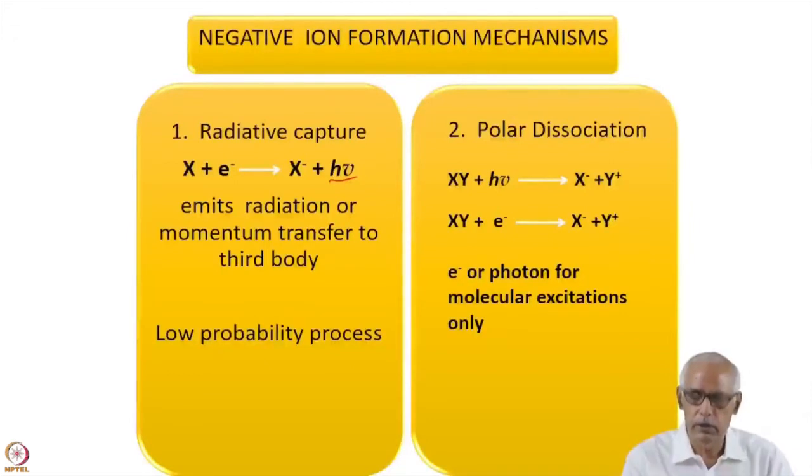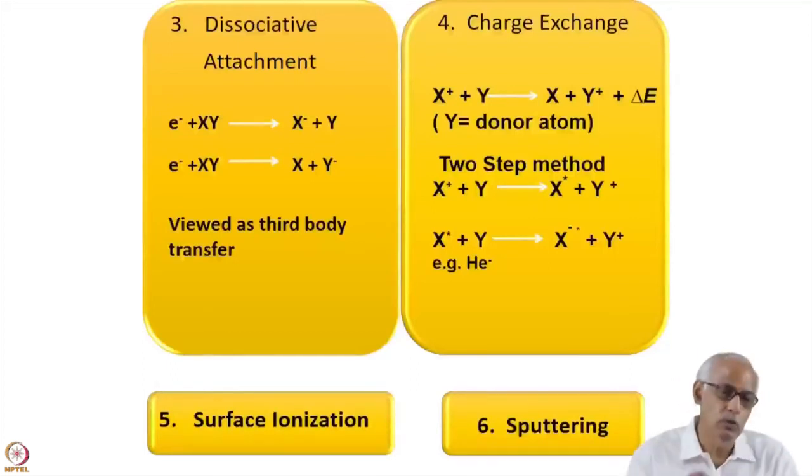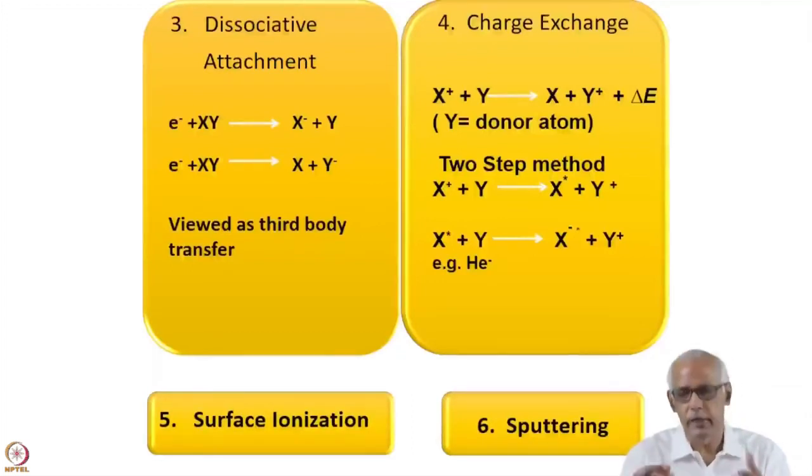Then polar dissociation. You can see that there are different processes which are able to make these negative ions. And of course, the cross-section of each process will be different. Some of them will be very low, which means in that case you can get very small intensities. In other cases, it may be very high. But normally, negative ion yield is very small. Then there is dissociative attachment or charge exchange.